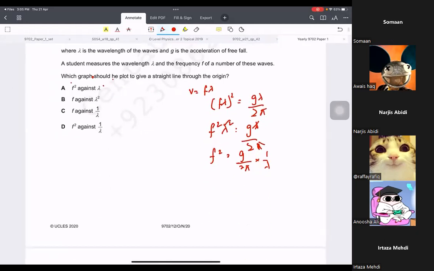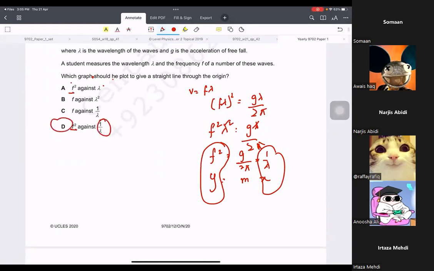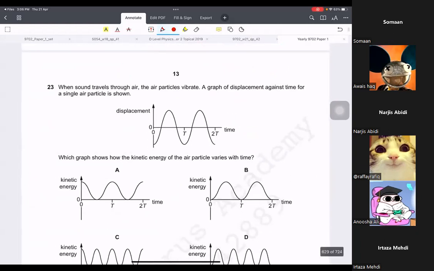So now a straight line from origin would be y is equal to mx. On the y-axis you will draw F square, on the x-axis 1 upon lambda. F square against 1 upon lambda. D has to be the right answer. So please do that. If he says something like with the y-intercept, then you have to compare the equation with y equals mx plus c. So that's more like math.